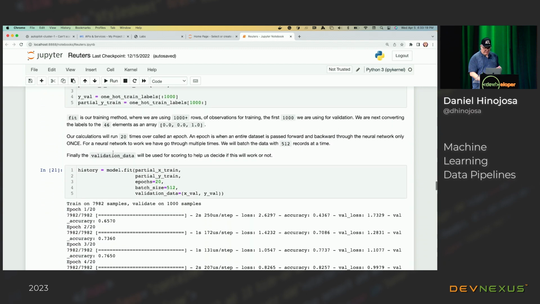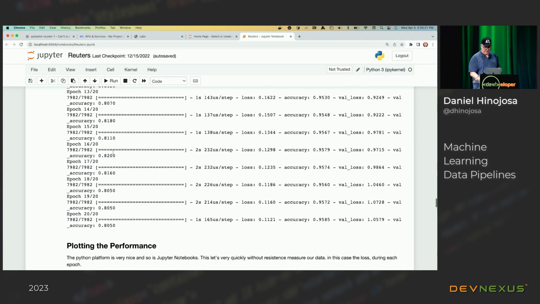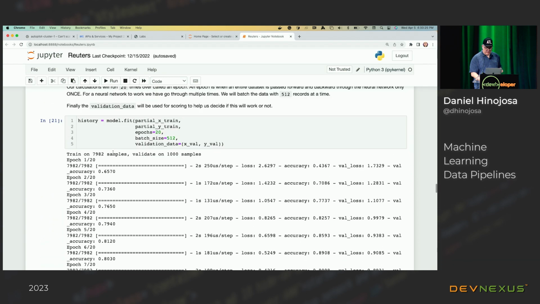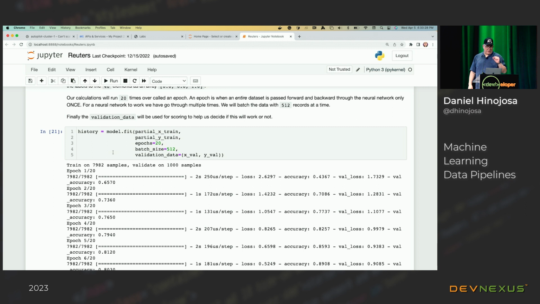All right, so I'm going to skip ahead a little bit so that way I can jump into the Kafka stuff. But one of the things that we're doing here is we're running this through a few times. This is called a model fit, and we're running this through 20 epochs.